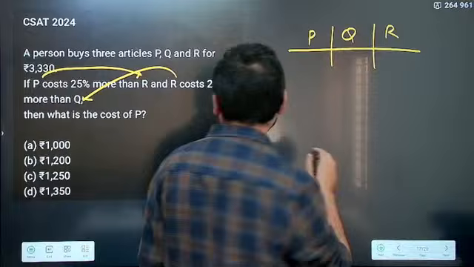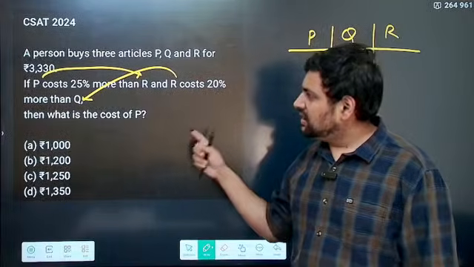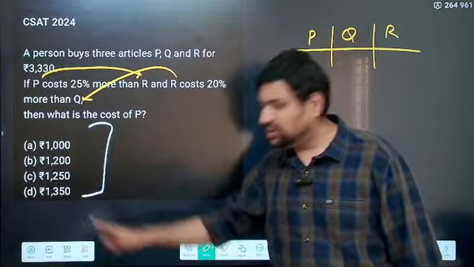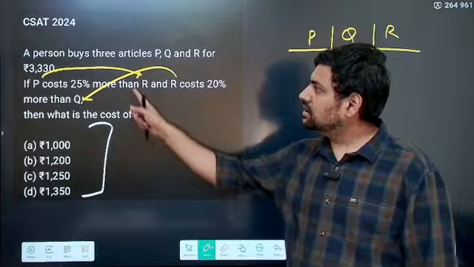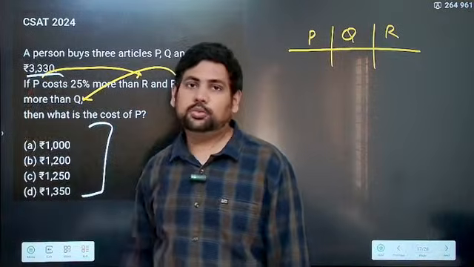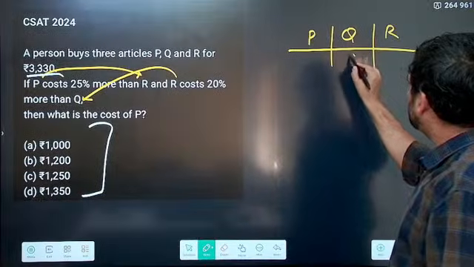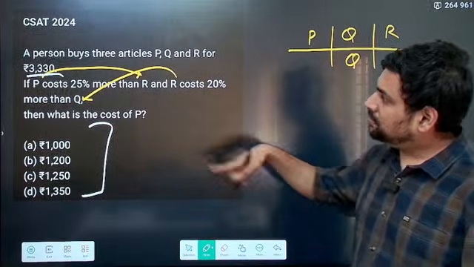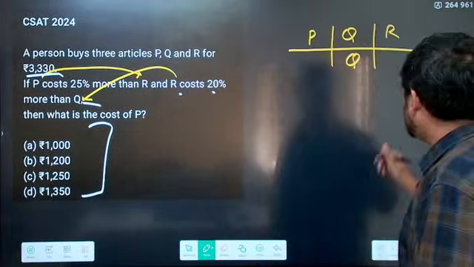Correct? Why I am keeping the same variable rather than taking 100 is because ultimately I don't have the question in percentage. So I need to get to absolute numbers. One absolute number is also given to me. So let's just assume it in variables. So now this becomes Q. Now it says R costs 20% more than Q. 20% more than Q means what?